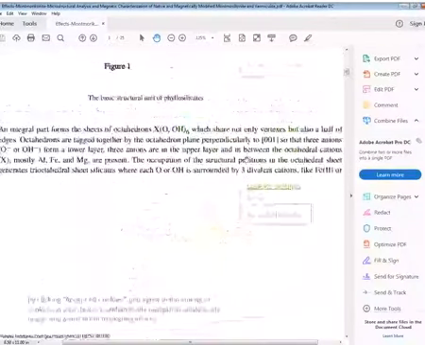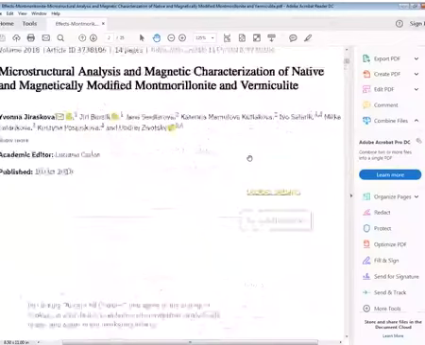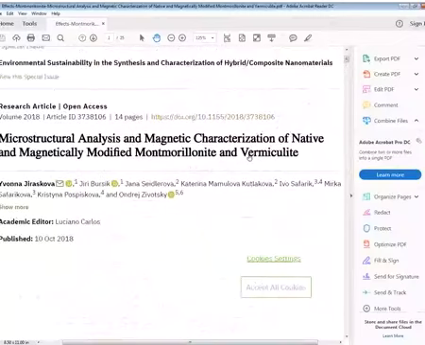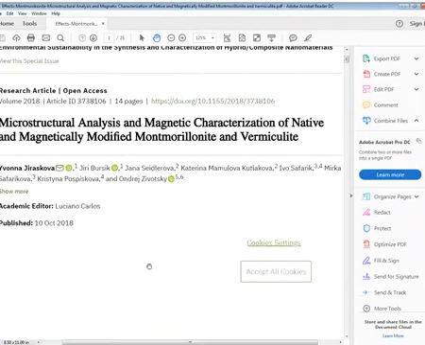Phyllosilicates, basic structures. Microstructural analysis and magnetic characterization of native and magnetically modified montmorillonite and vermiculite. This is that one. So I'll stop this now. Thank you very much for this indirect talk of montmorillonite's microstructure analysis and magnetic characterization, to be attached to the routine video.